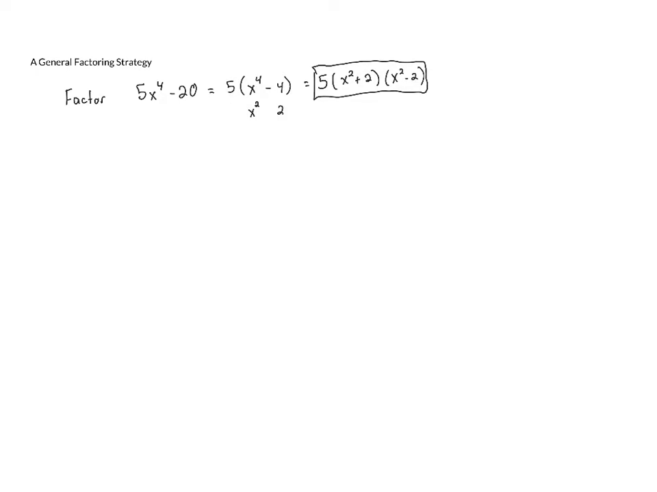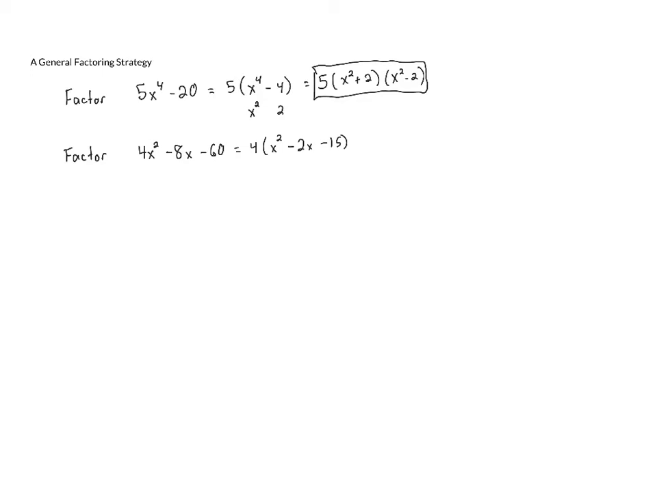Let's take a look at another one. Let's factor this time 4x squared minus 8x minus 60. We're going to follow the same steps here that we did in the last one. First, we always have to check to see if there's a GCF that can be pulled out. In this case, there's a GCF of 4. When we pull out the 4, we're left with x squared minus 2x minus 15.